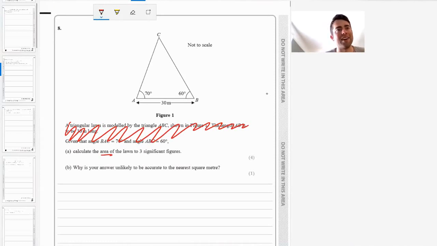Calculate the area of the lawn. Area equals half AB sine C, where A and B are two lengths and C is the angle between them. I haven't got two lengths on that picture though, I've got two angles. So you're going to have to use either the cosine rule or the sine rule to find another length and then use that. Part B, why is our answer unlikely to be accurate to the nearest square metre?